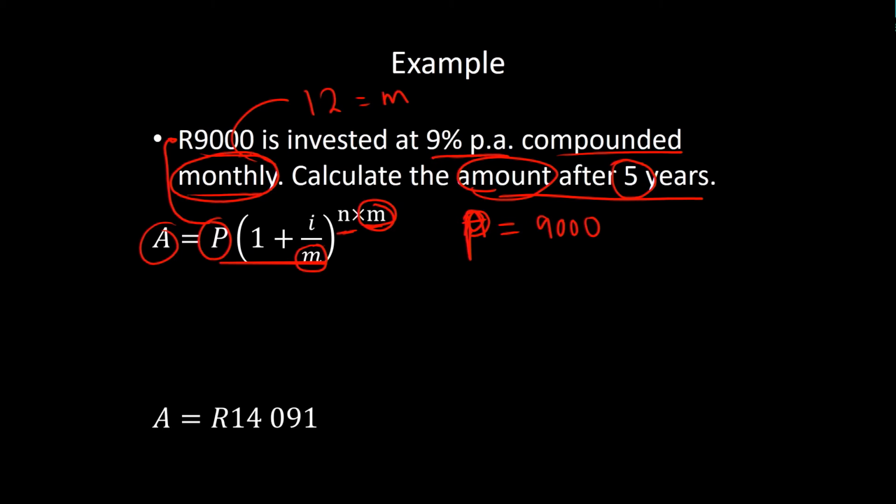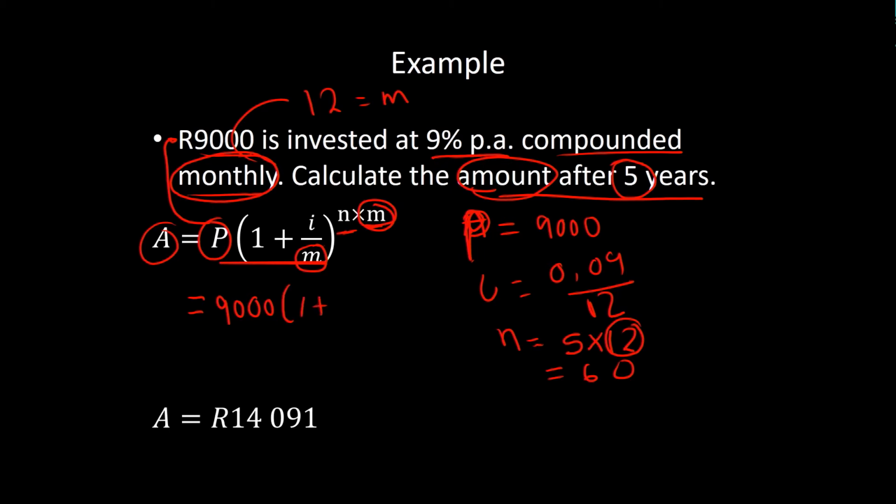I've been given that my interest rate is 9% per annum compounded monthly. So I is 0.09, and then we'll divide it by 12 to reflect the compounding. And n is actually going to be not just 5 years, but 5 times 12 to reflect the compounding, which is 60. So once we've made a little list like this on the side, we can easily substitute values into our formula. So we'll say P is 9,000 times 1 plus I, which is 0.09 over 12, all to the power of 60.